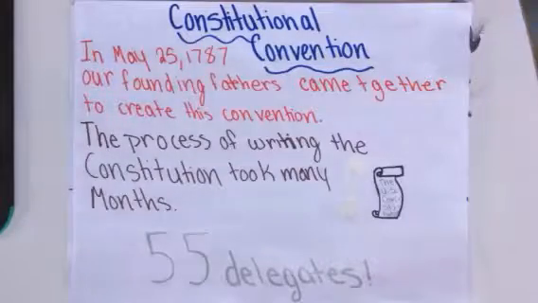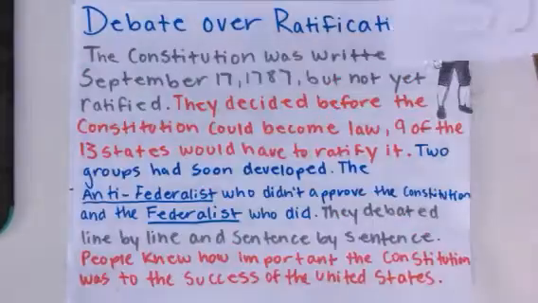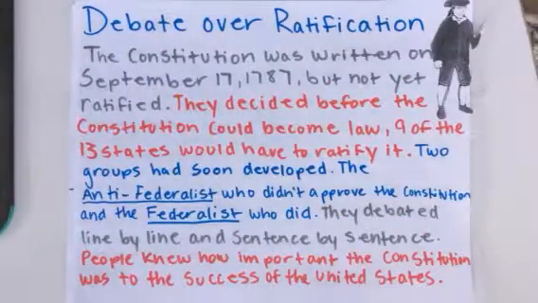The Constitutional Convention. On May 25th, 1787, our founding fathers came together to create this convention. The process of writing the Constitution took many months. There were 55 delegates. Debate over ratification. The Constitution was written on September 17, 1787, but not yet ratified.